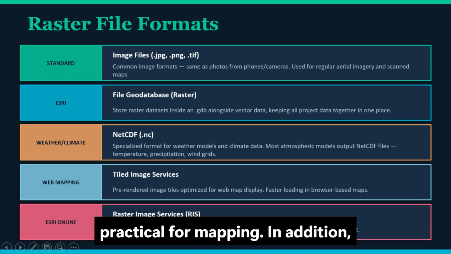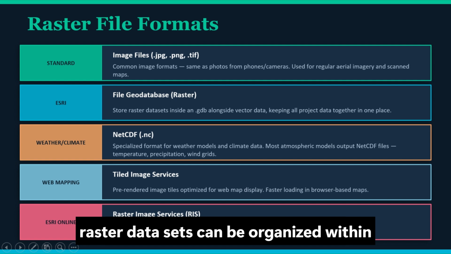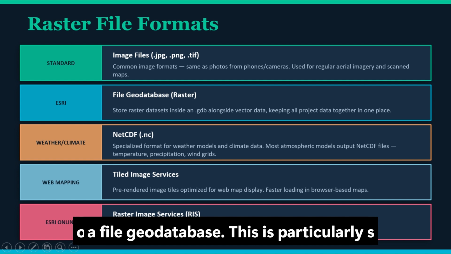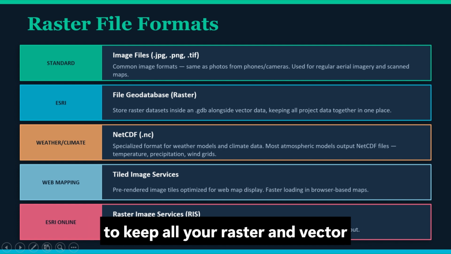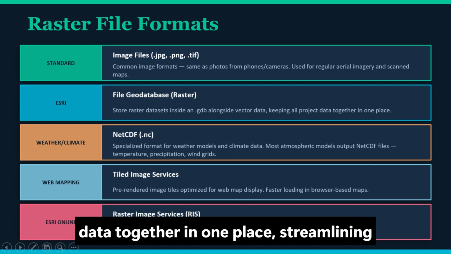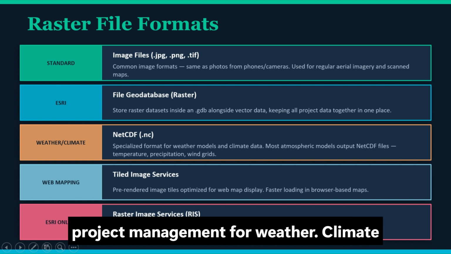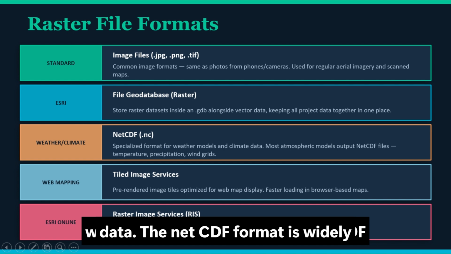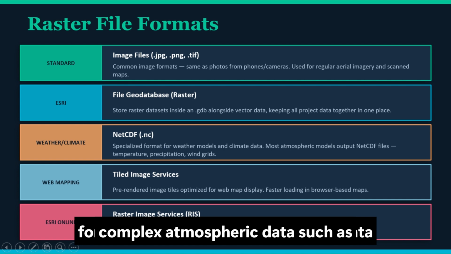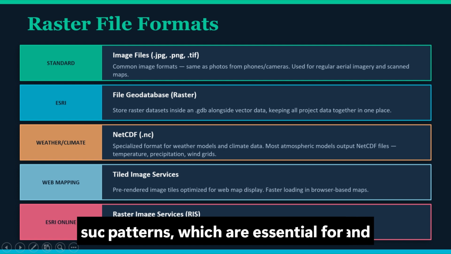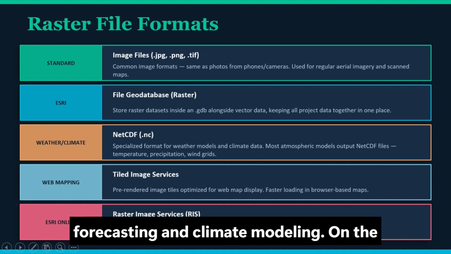In addition, raster datasets can be organized within a file geodatabase. This is particularly useful in ArcGIS, as it allows you to keep all your raster and vector data together in one place, streamlining project management. For weather and climate data, the NetCDF format is widely used. This specialized format holds complex atmospheric data such as temperature, precipitation, and wind patterns, which are essential for forecasting and climate modeling.